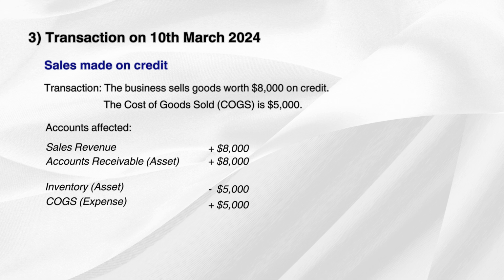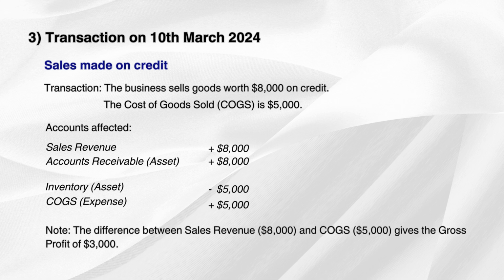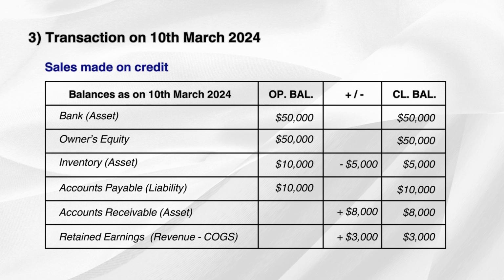The difference between sales revenue $8,000 and COGS $5,000 gives the gross profit of $3,000, which ultimately increases the retained earnings. After considering these changes, the account balances will change on 10th March 2024, which is given in this chart, where we can see that accounts receivable got added to the chart by $8,000. Retained earnings also got added to the chart with $3,000. And since there was a sale, the inventory got reduced by $5,000.